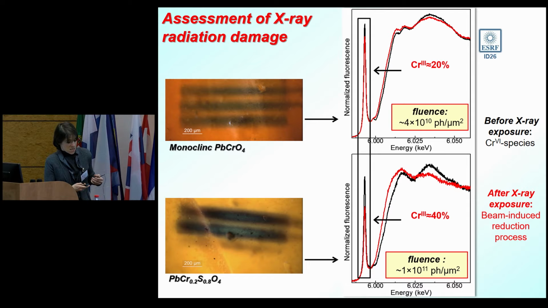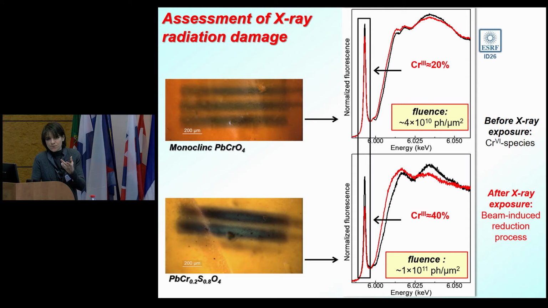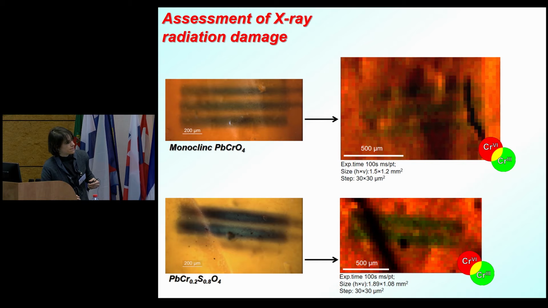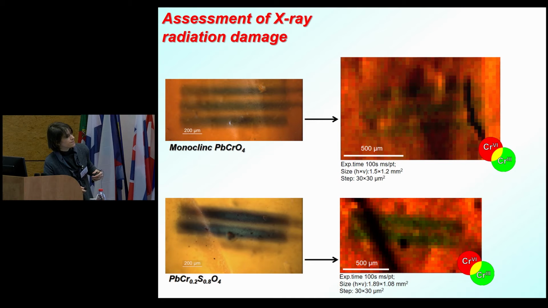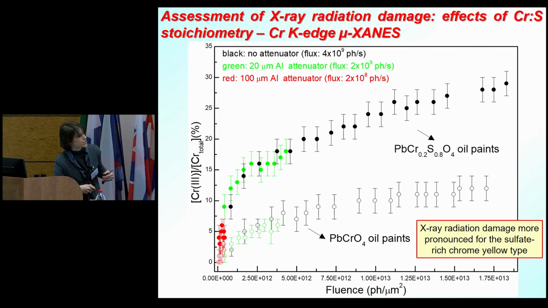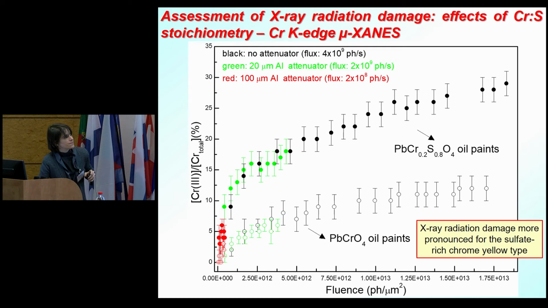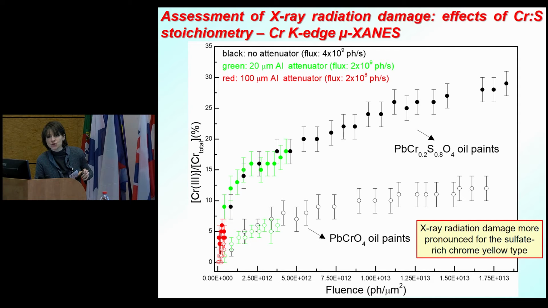So this means that it is highly relevant to take into account the factor before starting our experiment. Here you clearly have the distribution of chromium three species in correspondence of this damage. By performing experiments on our system at increasing fluence values on these two systems, we can clearly see that the X-ray radiation damage, similar to what happens with regular visible light, occurs in a more pronounced way for the sulfate-rich form of the pigments.